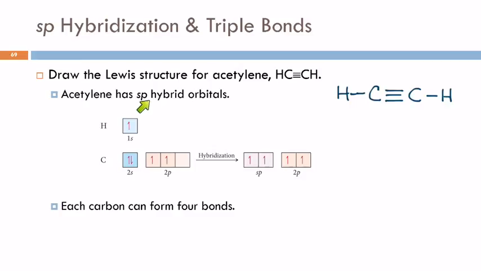Acetylene has sp hybrid orbitals. So here's our carbon atom, and we're going to hybridize the s with one p orbital, and so we're going to get these two sp orbitals, and then we're going to have two unhybridized orbitals. These are close enough in energy that all the electrons are going to take their own orbital. So we've got the possibility for 4 bonds. This also shows us why that little trick I showed you with the number of unpaired electrons in the Lewis structure works. This is why carbon wants to form 4 bonds.